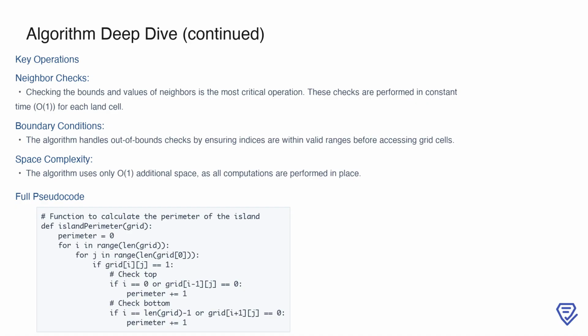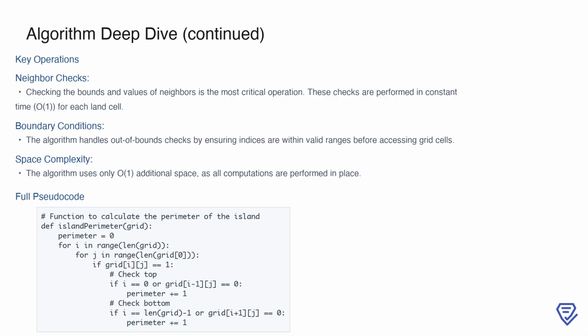For example, when checking the top neighbor of a cell in the first row, the algorithm ensures that it does not attempt to access an invalid index. Similarly, for a cell in the last row, the bottom neighbor is carefully checked to stay within bounds. In terms of space complexity, the algorithm is highly optimized, using only O(1) additional space. All computations are performed directly within the input grid and the perimeter variable, without requiring any auxiliary data structures.